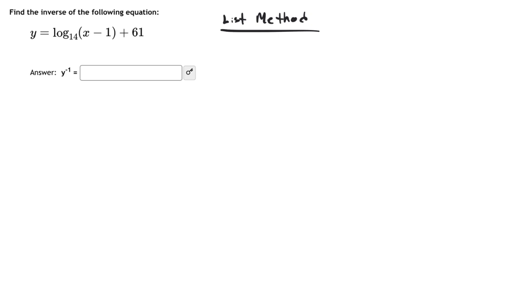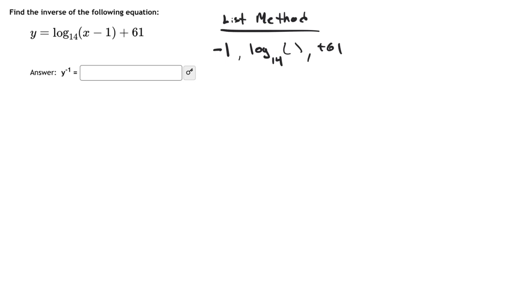The first method is the list method, where you're listing out all the steps that you're doing to your x. Here's where x is. It's inside these parentheses, which are inside this logarithm. So if you were to list out your steps, you'd say, all right, well, the first step is subtraction of 1 from that x, and then you're doing the log base 14 of that stuff, and then you are adding 61. Those are your three steps.